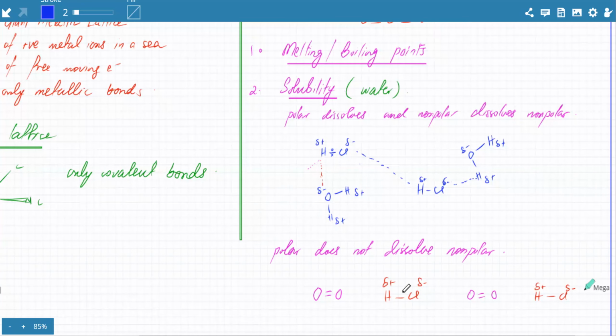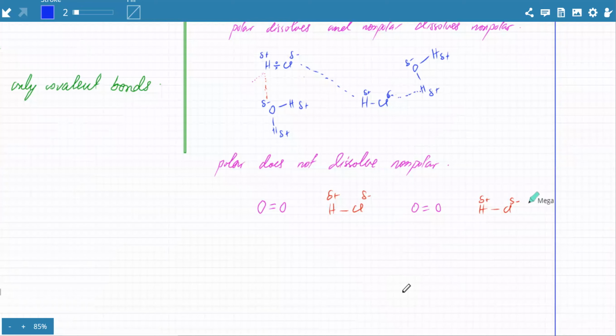So I've kind of mixed them. But tell me, which two particles would attract each other? The positive and the negative, so the opposite charges. The oxygen doesn't have a charge, so oxygen is not attracting, right? So the HCl particles would be attracting each other.